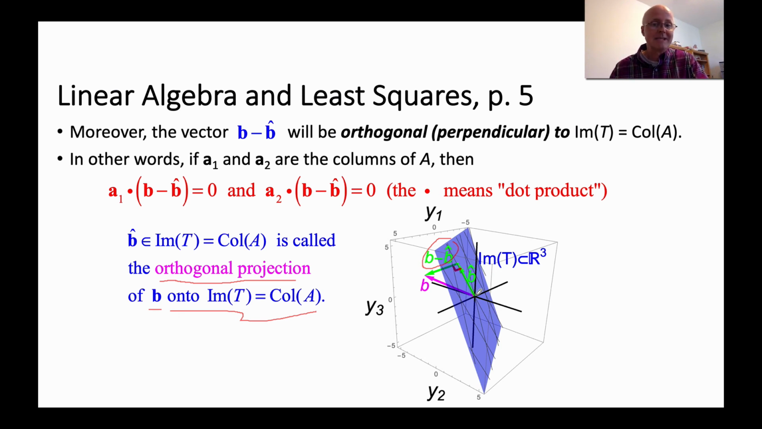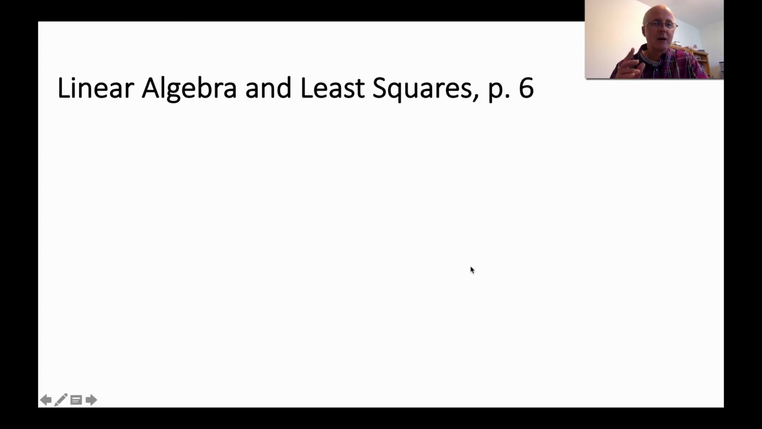Typically, such a system is inconsistent. B hat is going to be the vector or point right here that is closest to the tip of B. B minus B hat, if you draw it so that its base is at this point, is this vector here. And we have this right angle. This is the last slide now. Okay, here we're coming to the punchline.